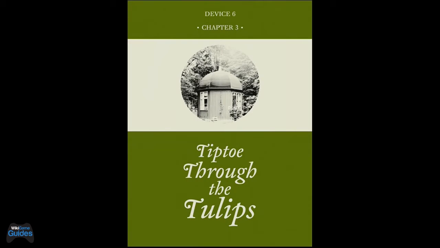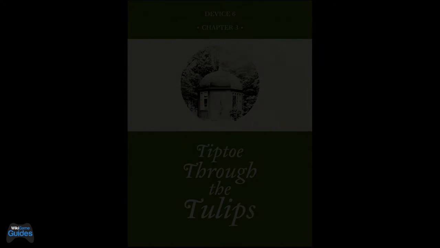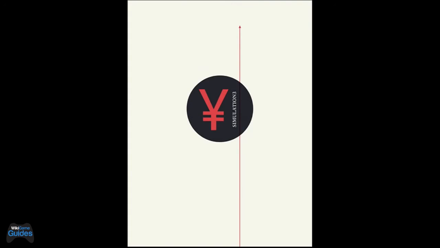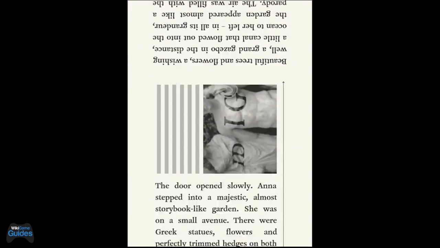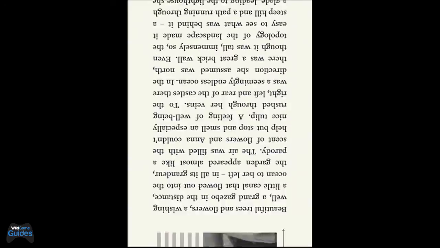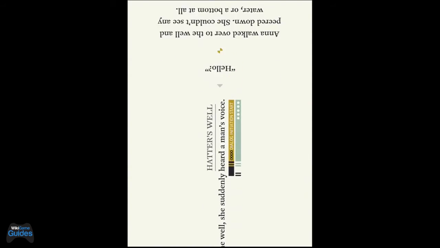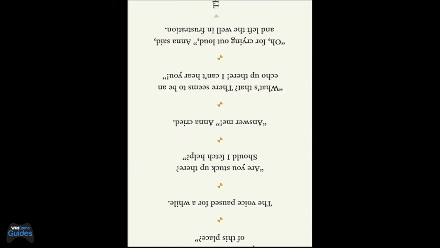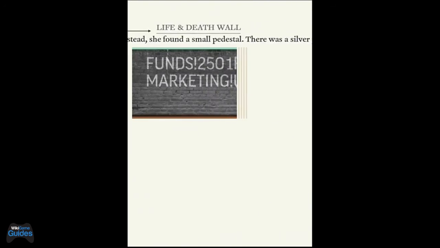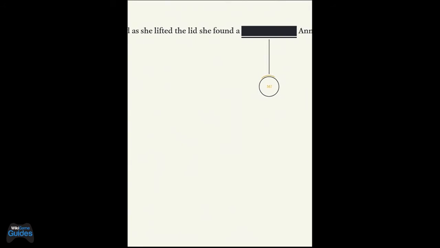Device 6 walkthrough. This is chapter 3, Tiptoe Through the Tulips. In order to solve chapter 3, the first thing you're going to do, you see these 3 statues there, just keep that in mind because we will have to go back to that. We need to go and get our mask on. So here we get our mask.